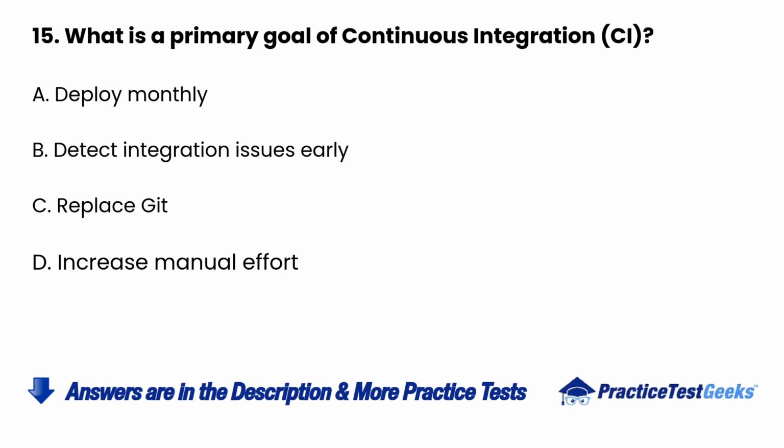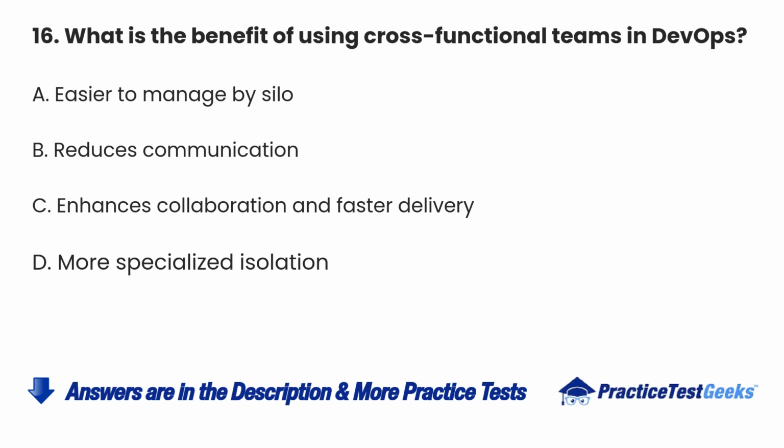15. What is a primary goal of continuous integration, CI? A. Deploy monthly. B. Detect integration issues early. C. Replace Git. D. Increase manual effort.